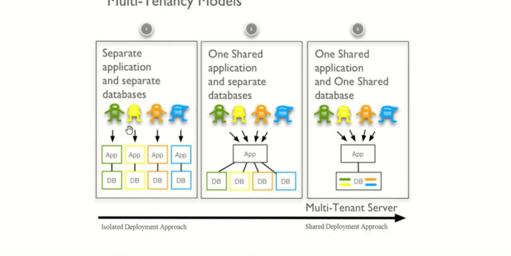In the case of separate application and separate databases, it is an isolated deployment approach, because you have fine grained control over the deployment of any one instance whenever you want, without harming all the existing application instances which are running. For example, if I want to deploy some new update, or make some configuration changes, I will simply go to this instance and apply those changes. It won't affect any other running instances of your application. So it is a very isolated deployment approach.